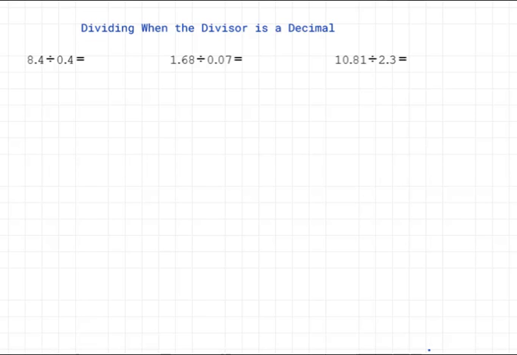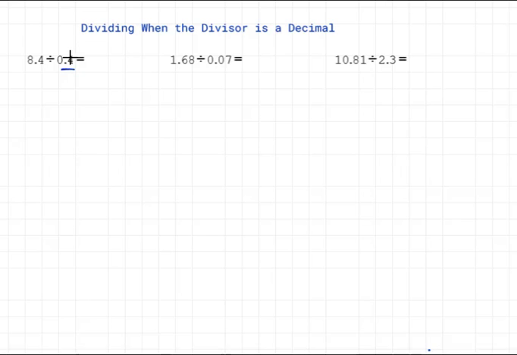Today I'm going to review dividing when the divisor is a decimal. Let's look at our first problem. We have 8 and 4/10 divided by 4/10. When we're doing division by decimals, if the divisor is a decimal, we have to convert it to a whole number. And whatever we do to the divisor, we're also going to do to the dividend.